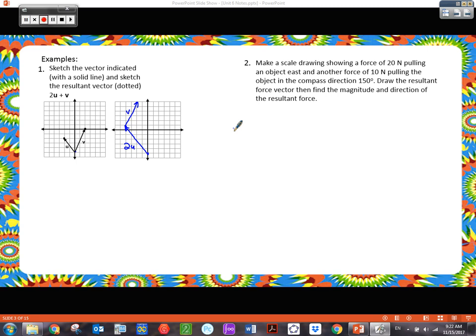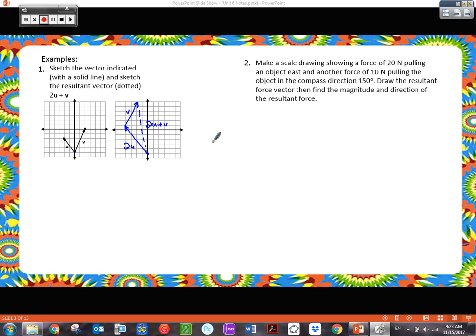Now we're going to draw the resultant. We're going to use a dotted line to draw it, because that's just the norm. The resultant is basically connecting the beginning of our string of vectors to the end of the string of vectors. That's all. So we draw our resultant. And this resultant's name would be 2u plus v, because that resultant vector has the same effect as the combination of the other two. Okay, are we okay so far?